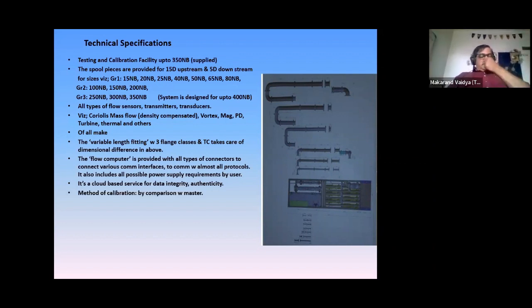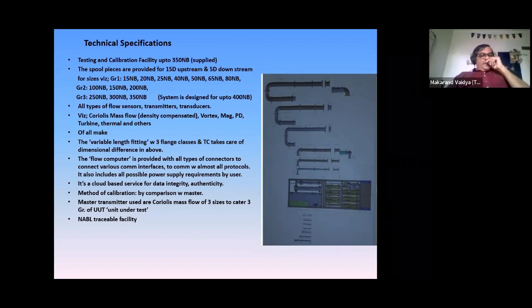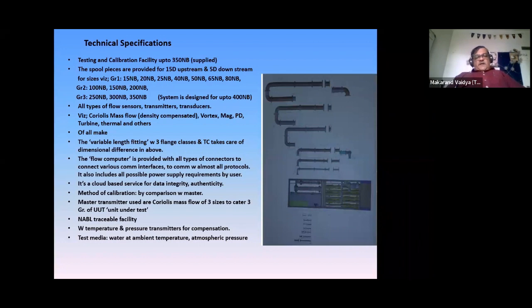The method of calibration is a comparison with a master. The master used was a Coriolis mass flow meter. Three sizes were used, 10 inch, 6 inch, and 2 inches, for groups 1, 2, and 3, respectively. We call it a unit under test. It is a traceable facility with temperature and pressure transmitters for compensation. The test medium is water at ambient temperature and atmospheric pressure.